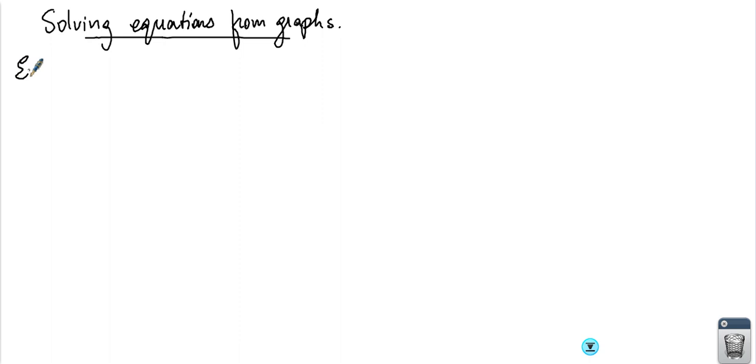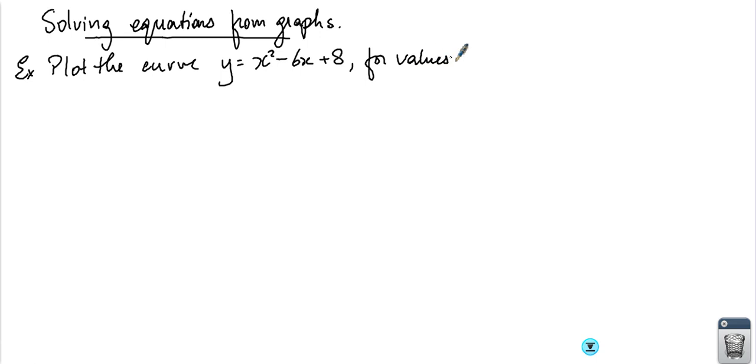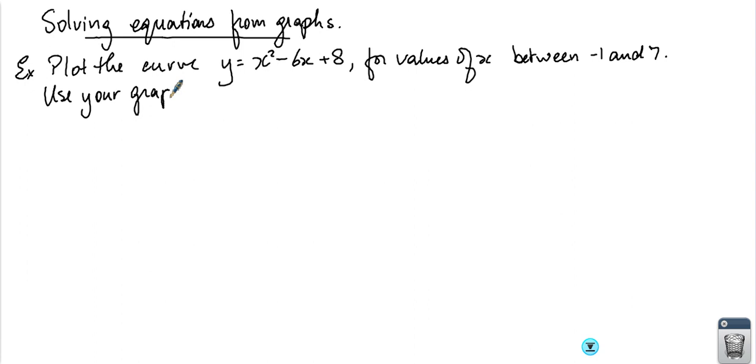So, for example, plot the curve y equals x squared minus 6x plus 8 for values of x between -1 and 7. Use your graph to solve the following equations.